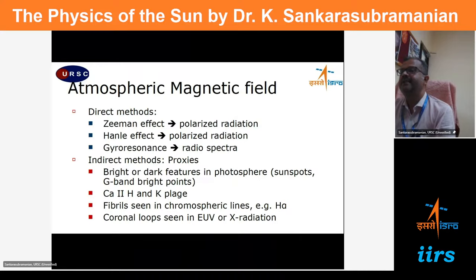Similarly, there is an effect called the Hanle effect that is also related to weak magnetic fields. And of course, in the radio domain, we have gyroresonance, which is also used to study the magnetic field of the sun. Of course, there are indirect proxies, the bright and dark features which I showed you before, also related to the magnetic fields. And the fibrils seen in chromospheric lines, for example H-alpha lines, also mimic the magnetic field. Like your magnet, when you put iron filings in the magnetic surroundings, you see these fibrils, and similar fibrils you see in the solar images.